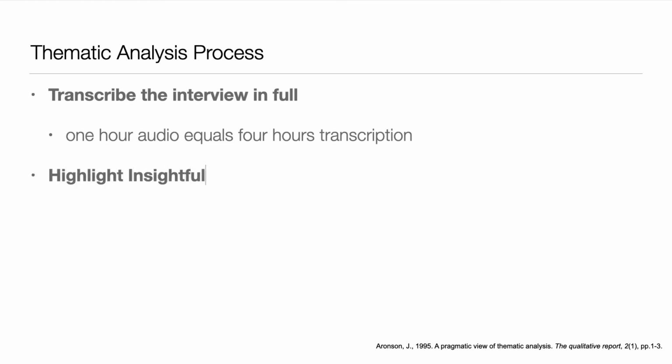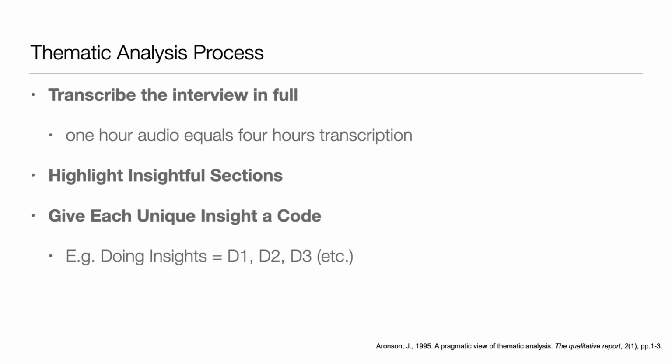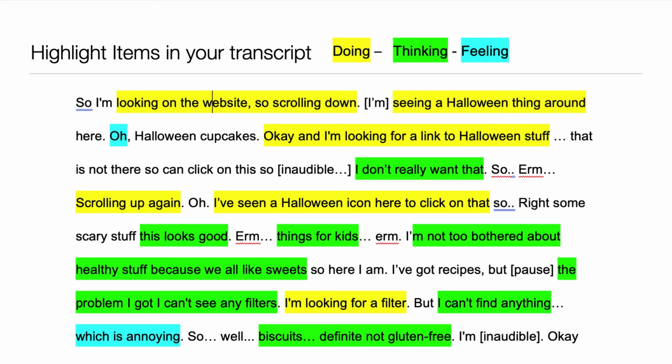The next part of thematic analysis is highlighting insightful sections. So everything they're doing, you might highlight with D codes, and then you go through the paper, count up how many things occurred. So I'm going to give you an example of that now. Here is a transcript of the video you just saw. All the doing items are in yellow, all the thinkings are in green, all the feelings are in blue. The first part, I just go over with a highlighter and I just say these are doing things, these are thinking things, these are feeling things.